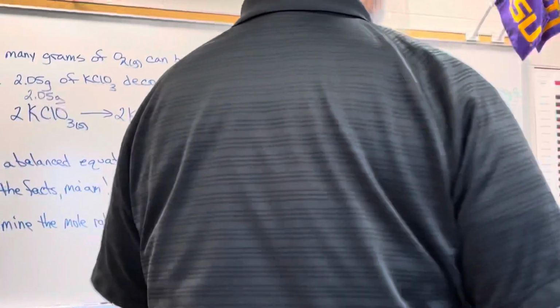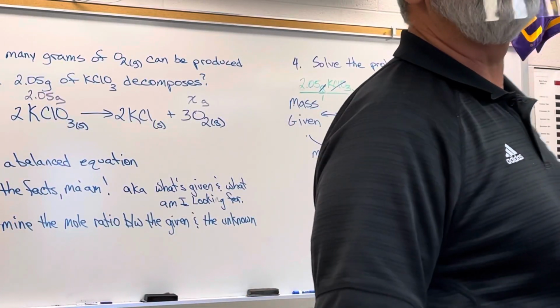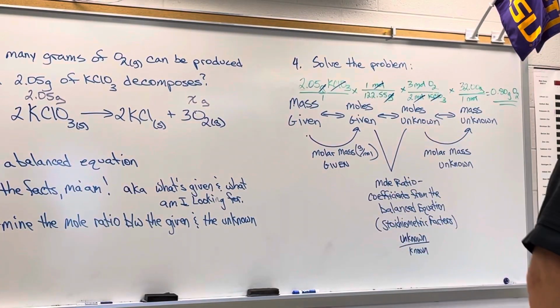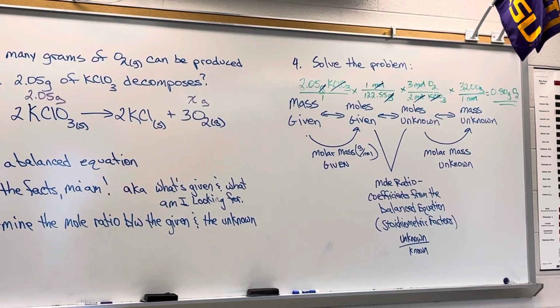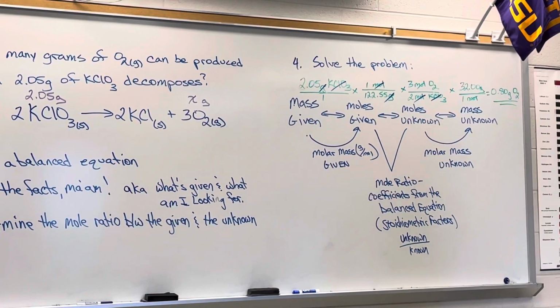So on Monday, we're going to come in and go through and do more of these practice problems. Figure out how to do these stoichiometry problems. We're going to talk about limiting reactant and percent yield. Do that on Monday and Tuesday. Thursday will be a practice. Maybe do a lab on Thursday and then test on Friday.